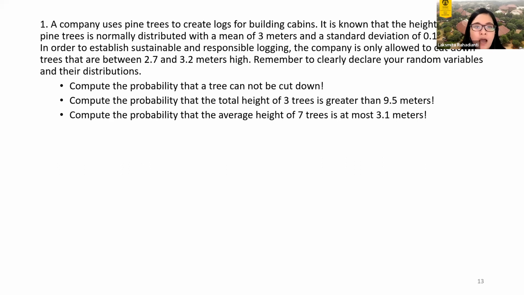Okay, we know that the height of pine trees is normally distributed with a mean of 3 meters and a standard deviation of 0.12 meters. So I'm going to declare that first. Please don't forget to do this declaration if you are solving a problem. So I'm going to first write that X is a random variable that denotes the height of a pine tree.